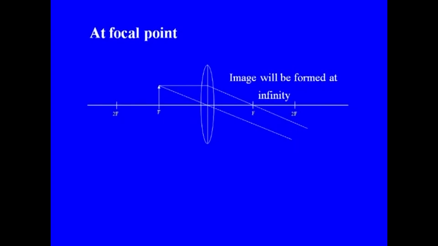Now, if you bring it further closer, like at the focal point, then what happens is that the image is essentially not formed, or we can say the image will be formed, but at infinity, because as the rays leave the lens, they are parallel rays which are focused at infinity. So, this will be the scenario if the object is placed at the focal point.